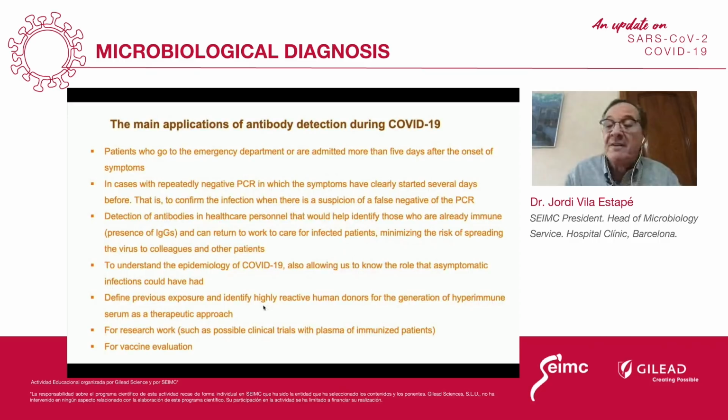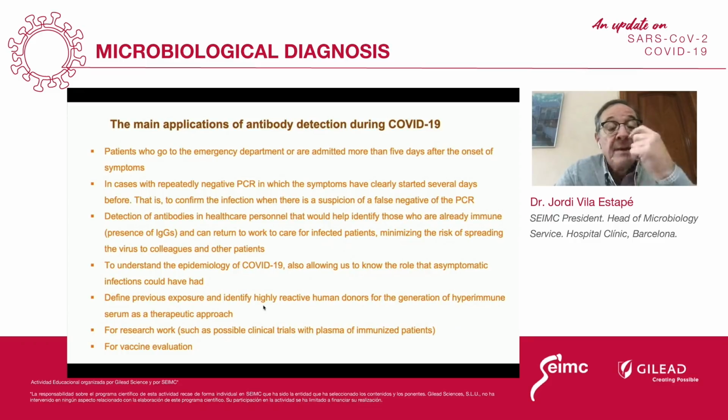So the main application of antibodies detection during COVID-19 is, first of all, patients who go to the emergency department and are admitted more than 5 days after the onset of the symptoms. Second, in cases with repeatedly negative PCR in which the symptoms clearly started several days ago, to confirm the infection when there is a suspicion of a false negative of the PCR and yet there is a clinical suspicion of COVID-19. Third, detection of antibodies in healthcare personnel will help identify those who are already immune and can return to the ward to care for infected patients, minimizing the risk of spreading the virus to colleagues and other patients.